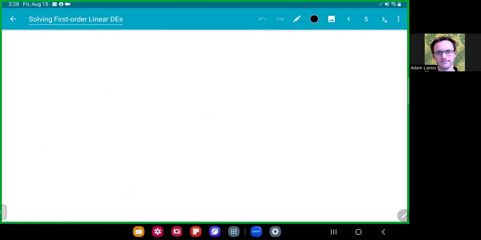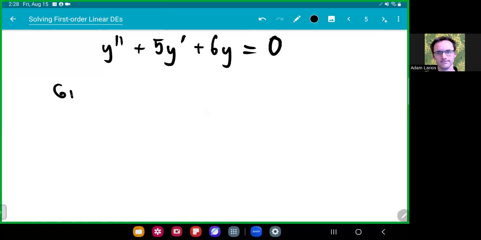I want to show you one more for a second order equation, which gives us something that I think is a little less obvious. Last time we looked at the following equation: y double prime plus 5y prime plus 6y equals 0. And let's make a guess.